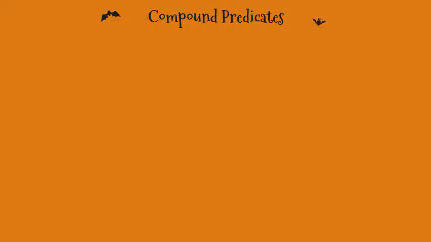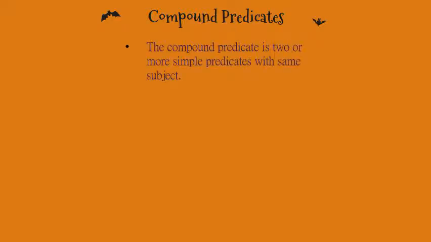Compound predicates. What do we mean by compound predicate? The compound predicate is two or more simple predicates with the same subject. Okay? Two or more simple predicates. And how are they joined, also? Now you'll see. Let's take the example.